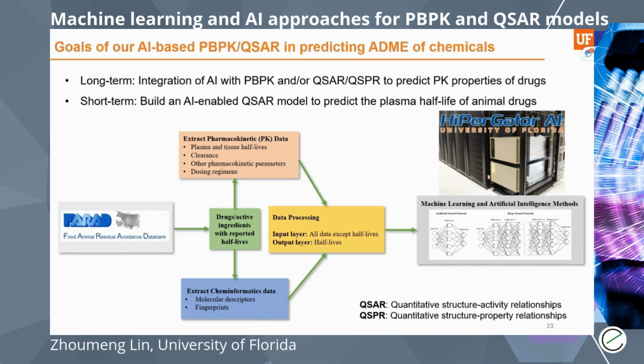The framework of this study is that we leverage the data from the Federal database, which, as far as I know, is the largest database on the PK of drugs in animals, especially in food animals. So we can get PK data such as time versus concentration data, half-life, and clearance from this database, and then we extract the structural data from chemoinformatics software, and then we use different machine learning models to build a good model to predict the PK property.